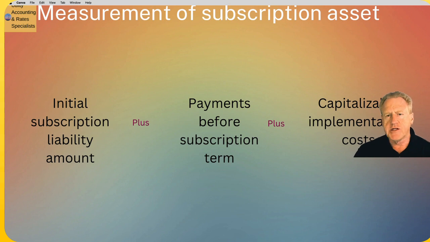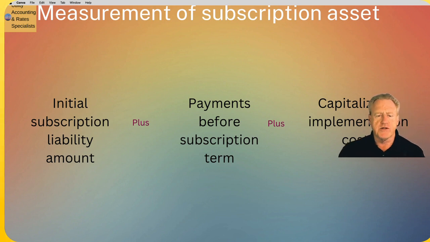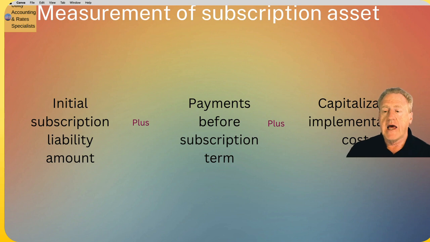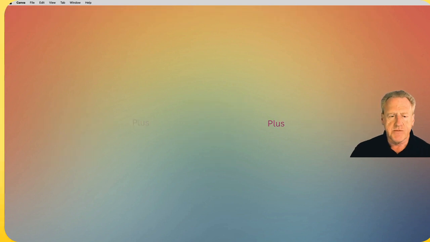So first we're going to measure the subscription asset. And the subscription asset, the amount that you're going to book, discount, and amortize, is first off the initial subscription liability amount, so what you owe under the contract. To that you add any payments before the subscription term starts, and to that you also add capitalizable implementation costs. And I'm going to talk about what that means in the next few slides.